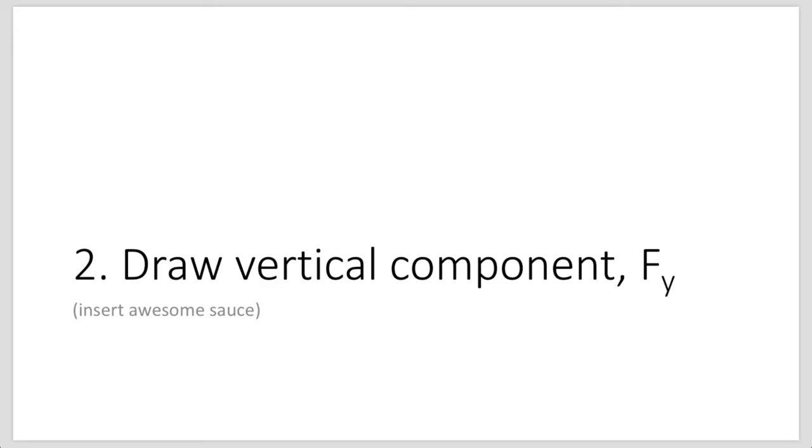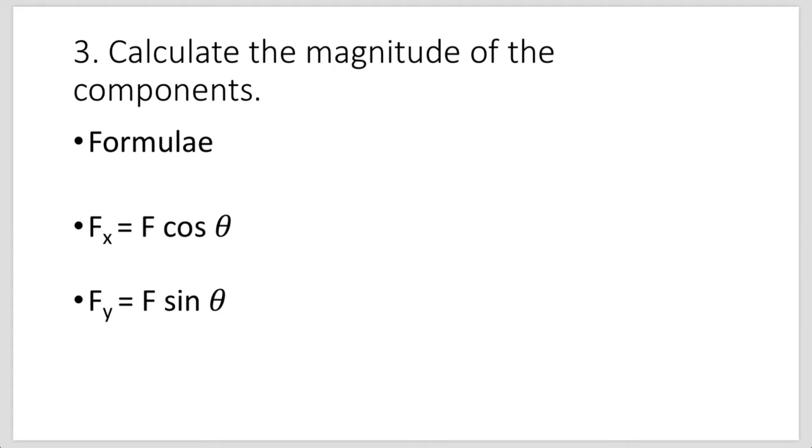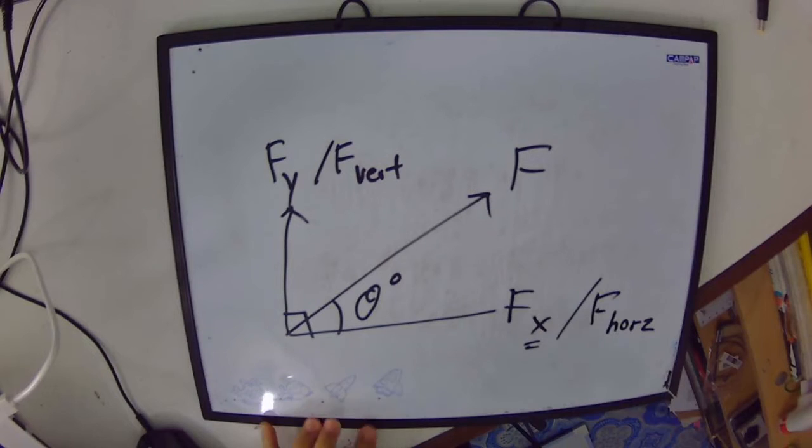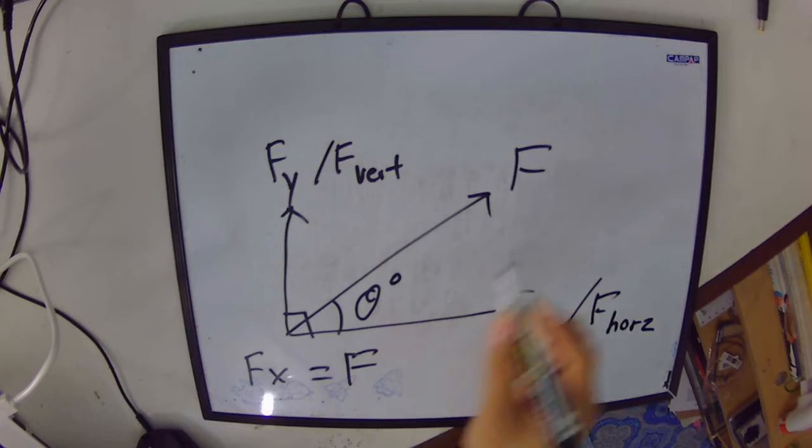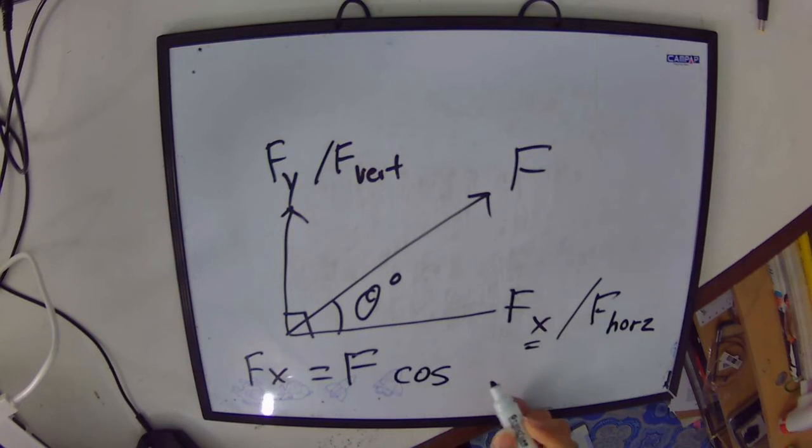Then the next step is to calculate the magnitude of the component. Once you have your vertical and horizontal, all that's left for you to do is to calculate everything. So the formula that's given in your textbooks to find Fx: you just type in F, so force, cos, and then theta.